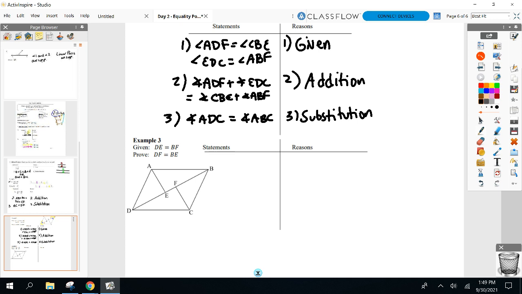Let's write it in. Let's mark our diagram. DE is equal to BF. Given. Mark it on your diagram with your hash marks. DE congruent to BF. Okay.